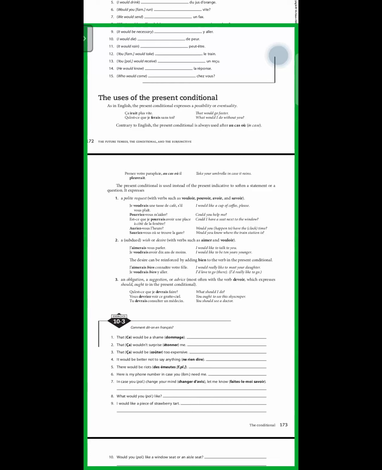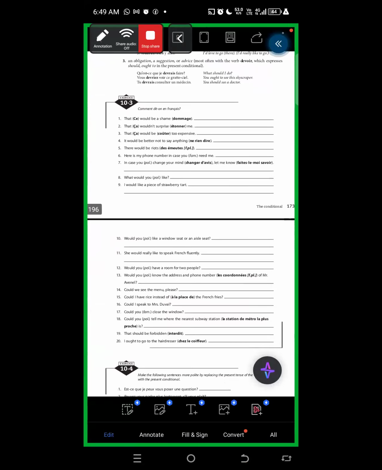So, obligation, suggestion. Now, sometimes you say, you should see the dentist, maybe because you're having tooth issues. You should see the dentist, right? When you're giving suggestions, you're using the conditional in that context. The conditional tense is used.